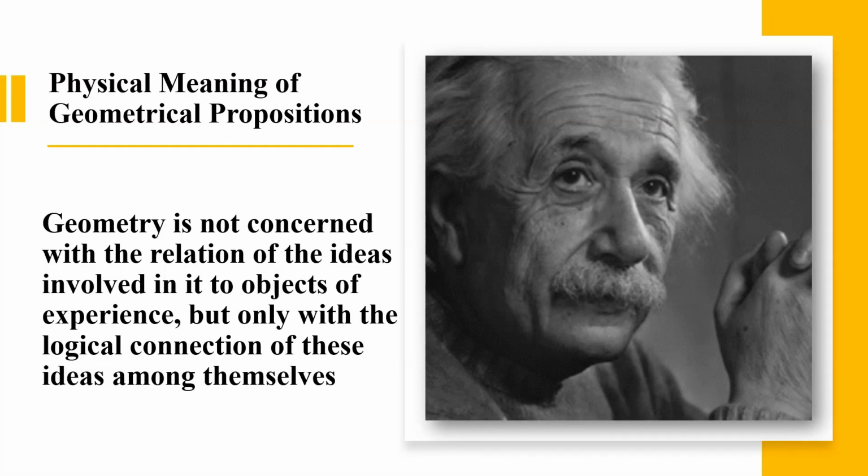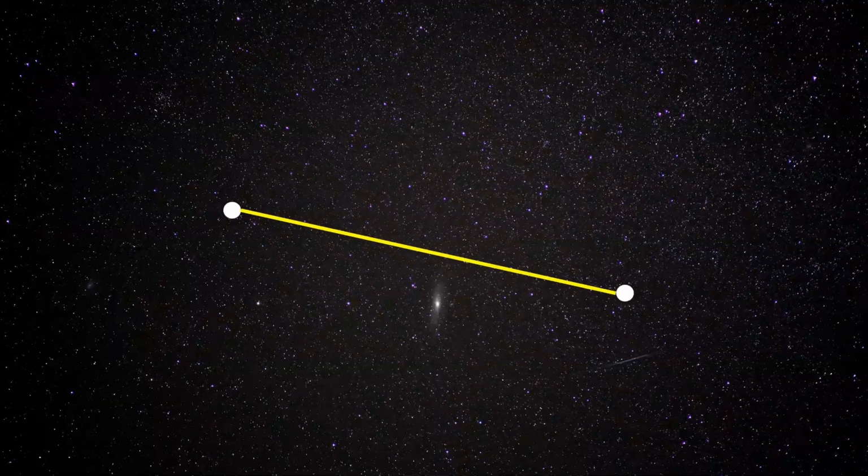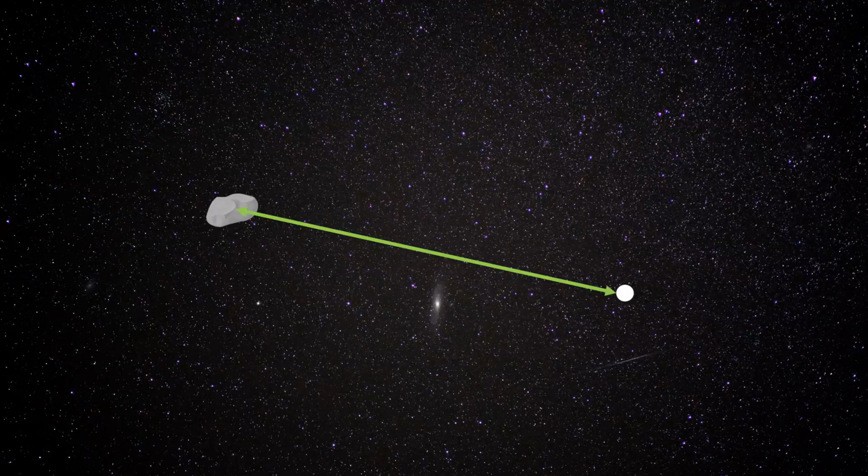Geometry is not concerned with the relation of the ideas involved in it to objects of experience, but only with the logical connection of these ideas among themselves. We cannot therefore ask of geometry itself whether it is true that only one straight line goes through 2 points, when the straight line and 2 points are experienced in physical space, and we cannot ask of geometry to prove that the shortest distance between 2 points in space is the straight line connecting them.